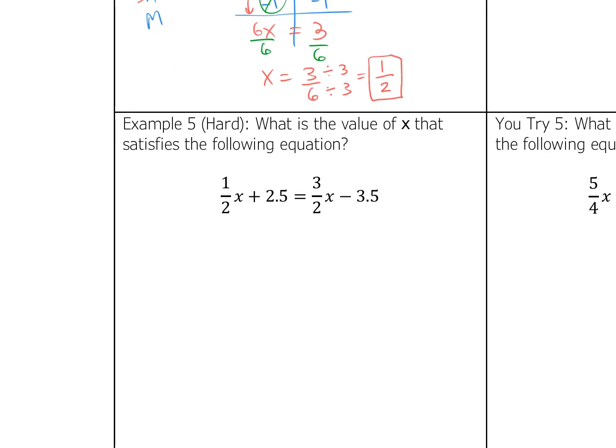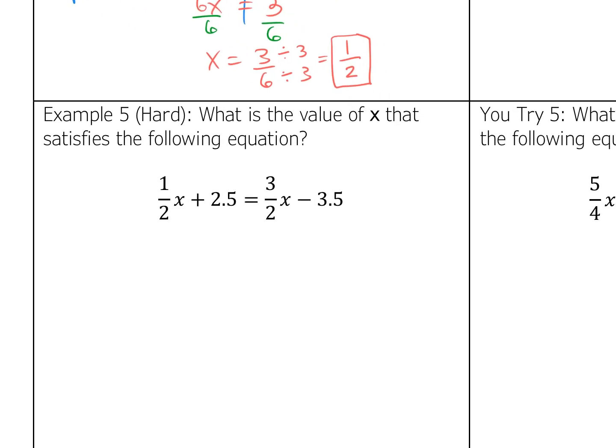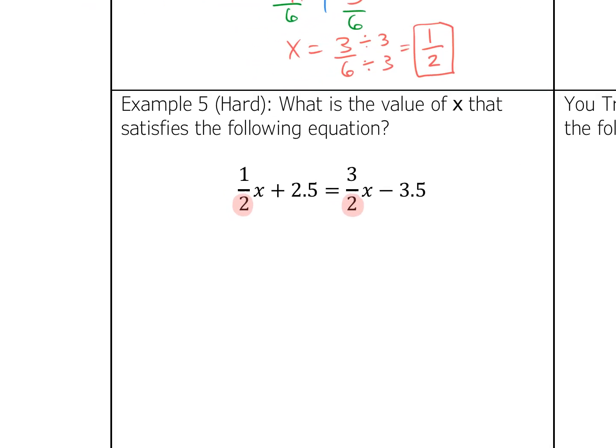All right, example 5. What is the value of x that satisfies the equation? So this is where it gets difficult. Now we're dealing with fractions. So we don't want to deal with fractions. So what we've got to do is get rid of the fractions. What we're really looking to get rid of is the denominators. That's what I really want to get rid of.